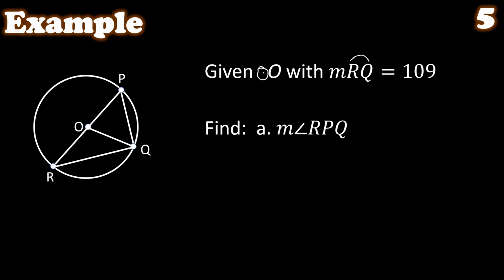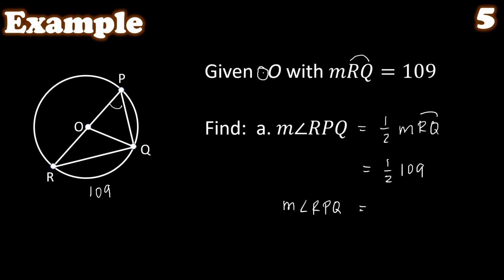Again, the measure of arc RQ is equal to 109, and we're looking for the measure of angle RPQ. From the inscribed angle theorem, the measure of angle RPQ is equal to 1/2 the measure of its intercepted arc, that is arc RQ. Hence, if the measure of arc RQ is equal to 109, then we get 1/2 of 109. So the measure of angle RPQ is equal to 54.5.